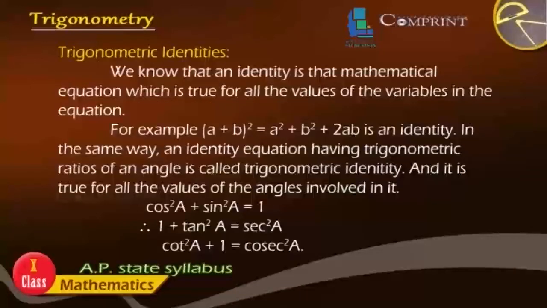Trigonometric identities. We know that an identity is a mathematical equation which is true for all the values of the variables in the equation. For example, (A + B)² = A² + B² + 2AB is an identity. In the same way, an identity equation having trigonometric ratios of an angle is called a trigonometric identity, and it is true for all the values of the angles involved in it.